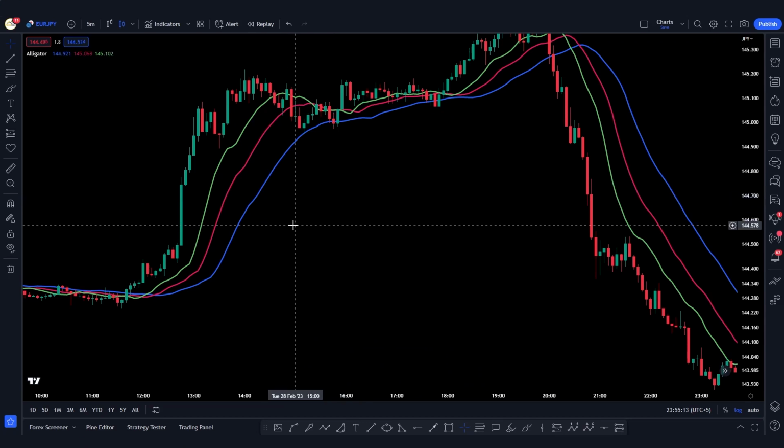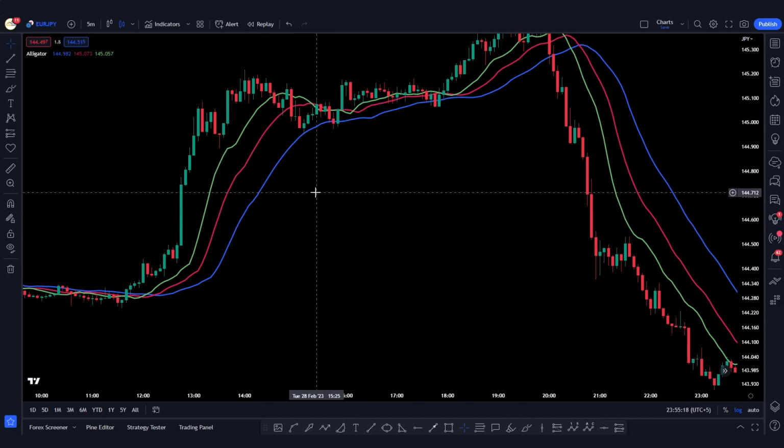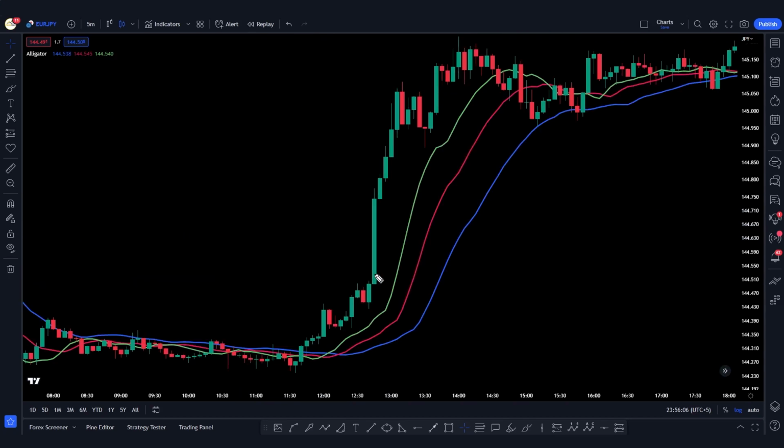Now let's talk about how you identify the trending and ranging markets using the Williams Alligator indicator. Whenever the Williams Alligator indicator is organized in such a way that the jaw is at the bottom, then there are the teeth and then there are the lips, it means that the market is in a bullish trend, and the further apart these EMA lines are, the stronger the trend is.